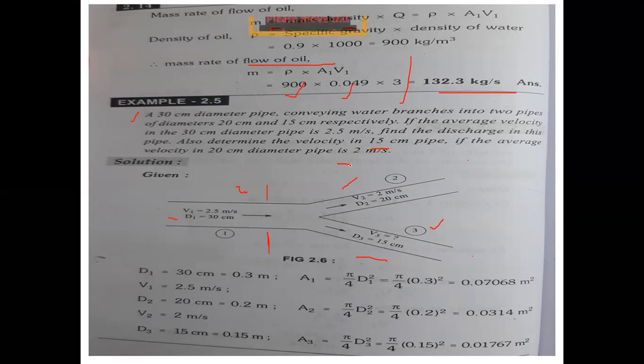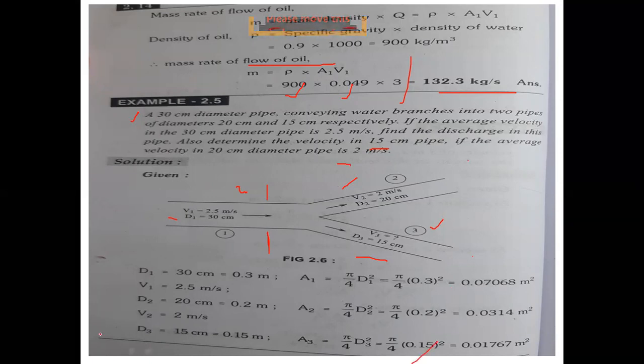Now D1 is equal to 30 centimeters. Therefore, area A1 is equal to 0.07. Next, V1 is given as 2.5 meters per second. Next, D2 is equal to 0.2 meter. Therefore, substituting to get area A2, it is equal to pi D square by 4. We are getting the value.